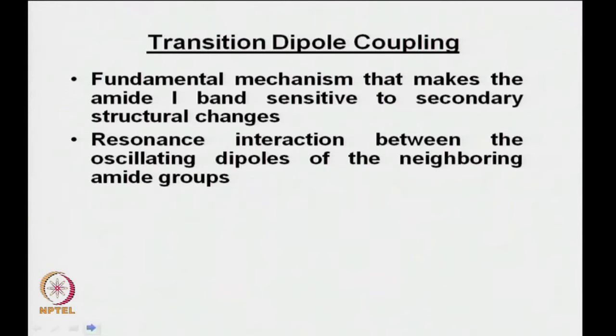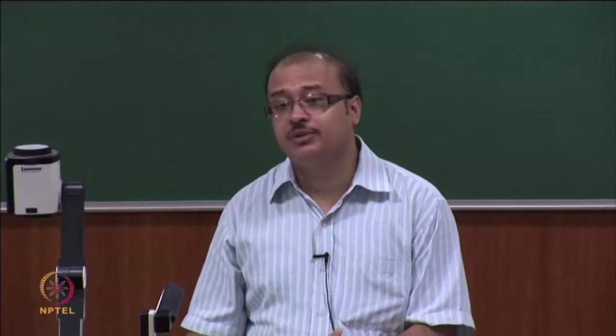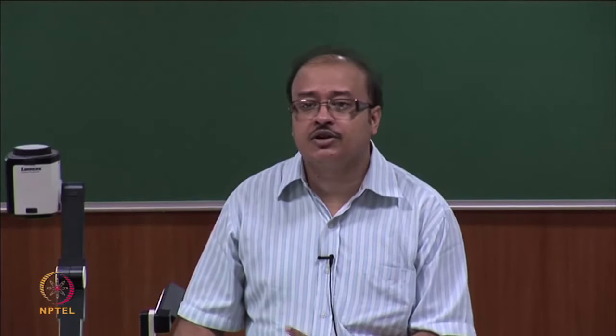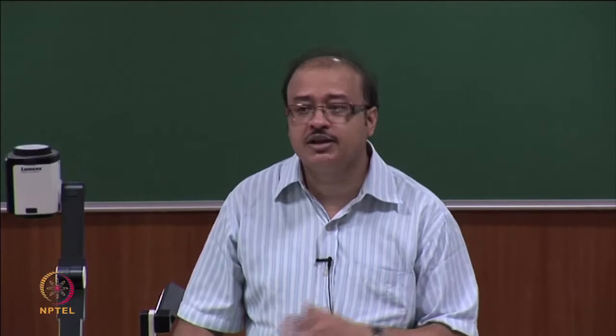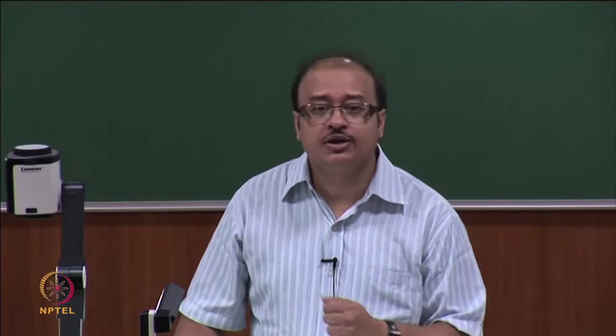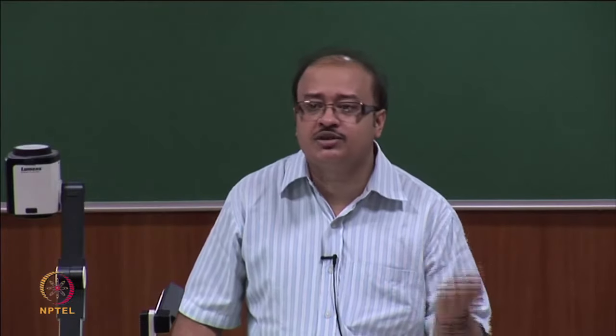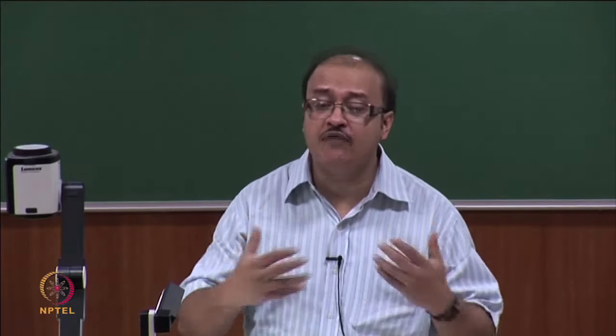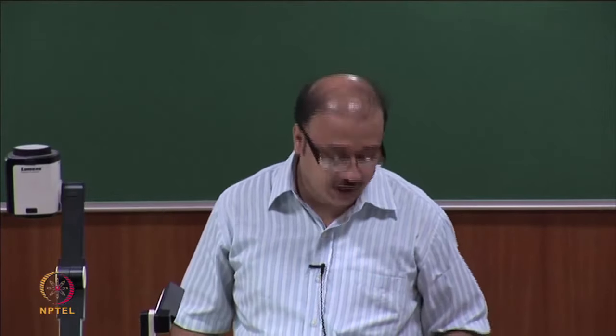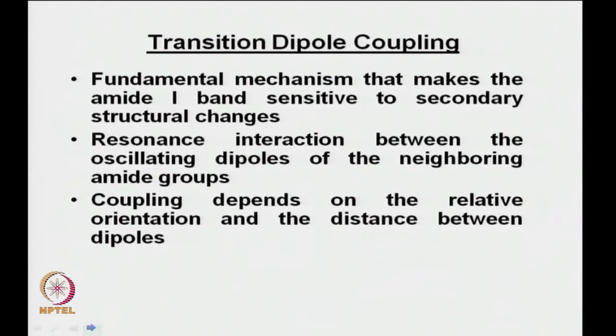Going further, what is it arising from? As I just said, it arises from resonance interaction between oscillating dipoles of neighboring amide groups. What it means is, you will have one dipole, say number 1, number 2, number 3, number 4, and so on. Number 1 will interact with number 2, number 2 with number 3, these are adjacent, number 3 and number 4, like that. But number 1 is also interacting with 3 in one sense. That means every dipole is getting affected by the other dipoles to some extent. However, what will coupling depend upon? As you can understand, the neighboring groups would have the maximum kind of interaction or coupling.